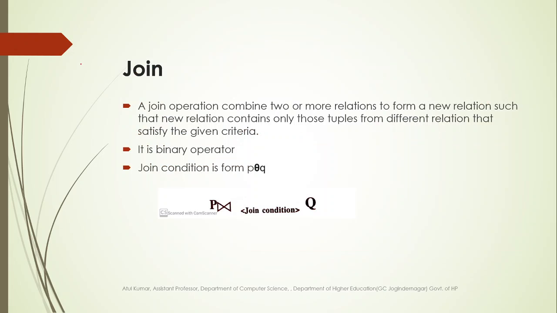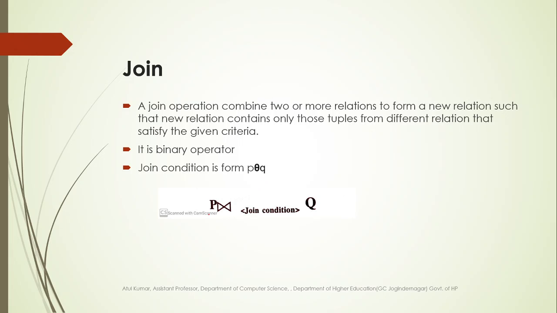Next important operation is the join operation. A join operation combines two or more relations to form a new relation, such that the new relation contains only those tuples from different relations that satisfy some condition or criteria. It is also a binary operator, and the join condition is in the form of p theta q.